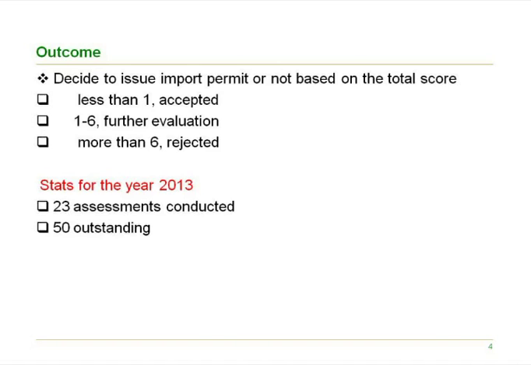of pathology and entomology. But if it scored in the range of 1 to 6, it will be put on hold and further research will be done on the species. But if it has scored more than 6, it will be outrightly rejected. It won't proceed to other assessments and it won't be allowed entry.